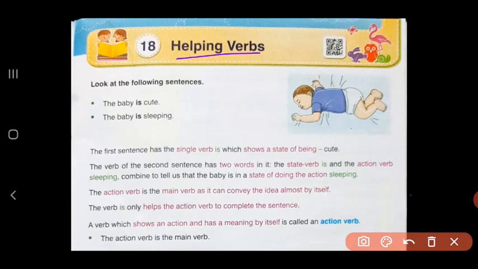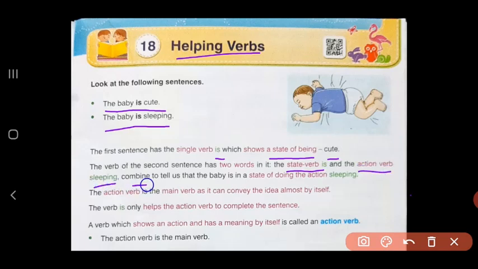Let us look at the following sentences. The baby is cute. The baby is sleeping. The first sentence has the single verb is, which shows a state of being cute. The verb of the second sentence has two words in it: the state verb is and the action verb sleeping.